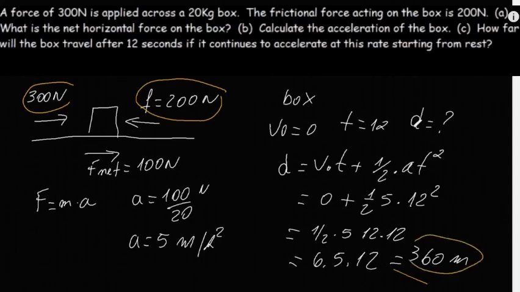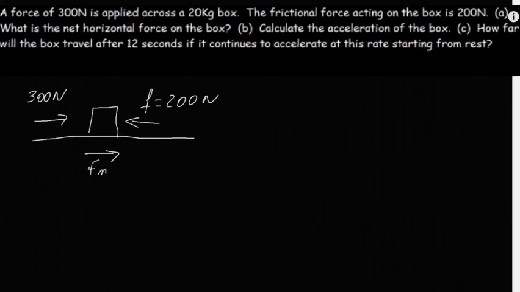It starts from rest, so the initial speed is 0. The time is 12 seconds. Our goal is to find the distance traveled, so we're looking for d. What equation has v initial, t, and a? Make sure you review your kinematics equations. You never know when those equations will be helpful.